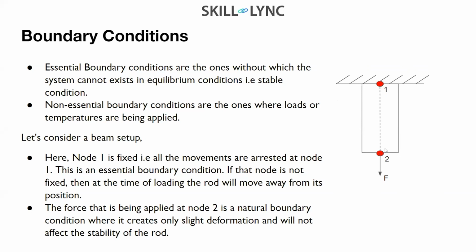Now what will happen due to the mechanics? This force will simply move this beam down, right? So there will be a motion. This beam will not be fixed and you will not be able to do the study. So this fixed support indirectly is applying the stable equilibrium in terms of your motion. The force that is applied at node 2 is actually your natural boundary condition, which creates slight deformation and will not affect the stability of the rod with respect to equilibrium. So this is another thing.